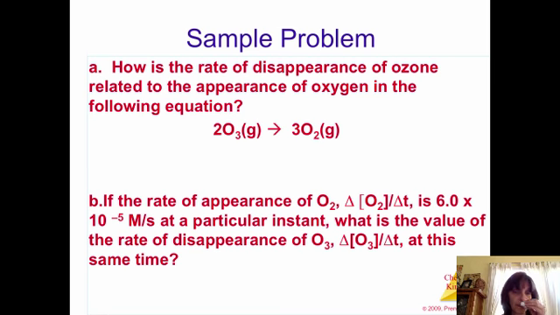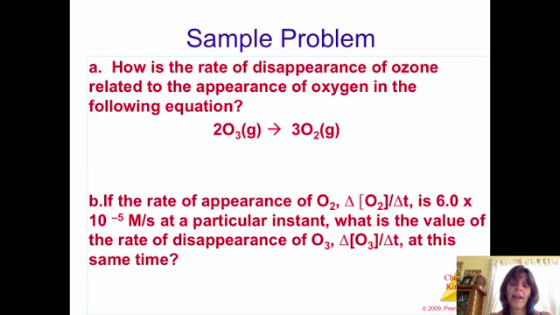Okay, another sample problem. How is the rate of disappearance of ozone related to the rate of appearance of oxygen in the following equation? Try to write yourself some rate equations for the disappearance of ozone and how it equals the appearance of O2, and then we'll calculate some values. Pause and answer that if you haven't already.